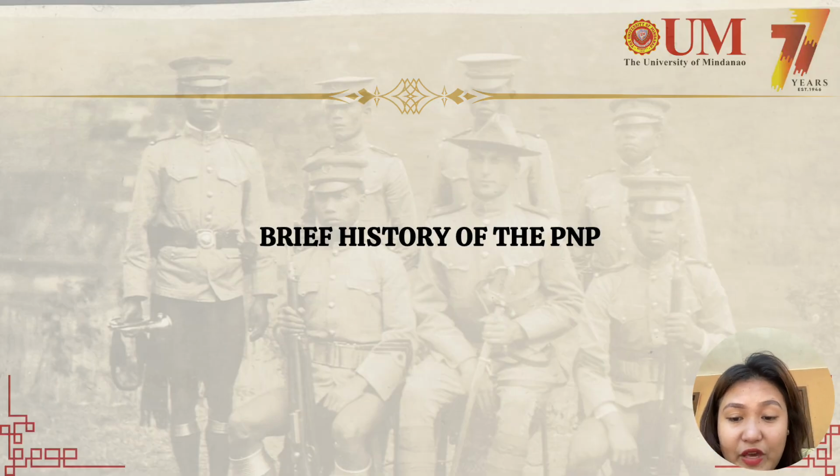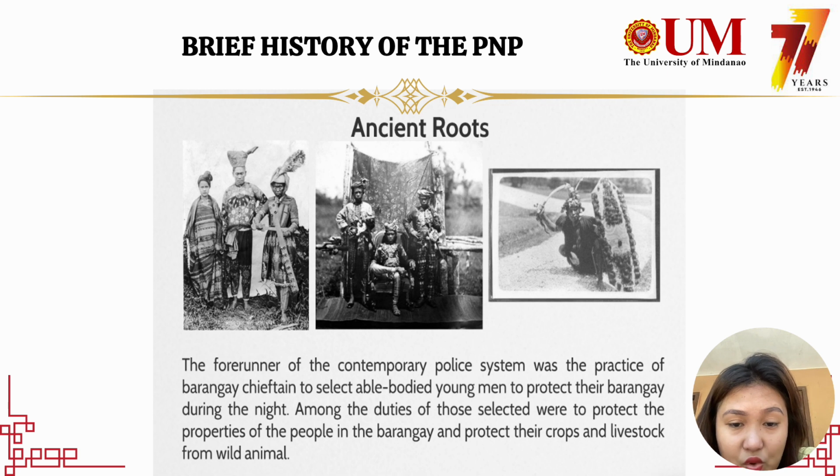And we have right here a brief history of the PNP. So we have here the ancient roots. The forerunner of a contemporary police system was the practice of the barangay chieftain. And the barangay chieftain is going to select able-bodied young men to protect their barangays during the night. So during ancient times, the police officers that served during that time are among those young men selected by the barangay chieftain. And its job is mostly on protecting the properties of the people, protecting the crops of the people, and the livestock from wild animals.